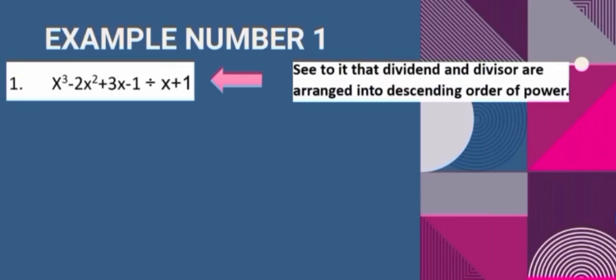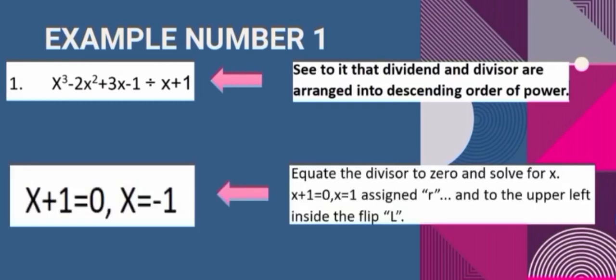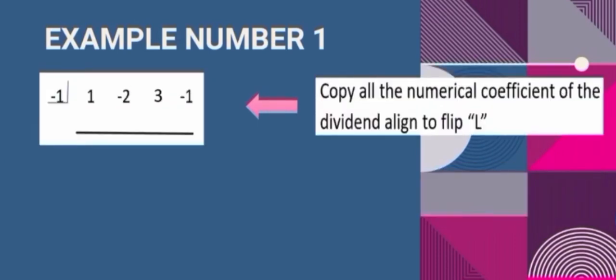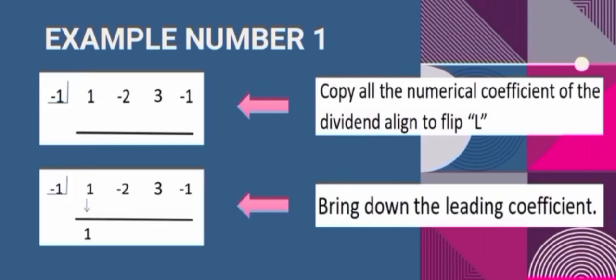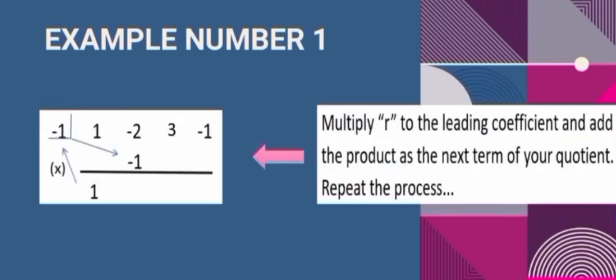Example number 1. See to it that the dividend and divisor are arranged into descending order of power. X cubed minus 2x squared plus 3x minus 1 divided by x plus 1. Equate the divisor to 0 and solve for x. Copy all the numerical coefficients of the dividend aligned to the flip L. Bring down the leading coefficient. Multiply r to the leading coefficient and add the product as the next term of your quotient.